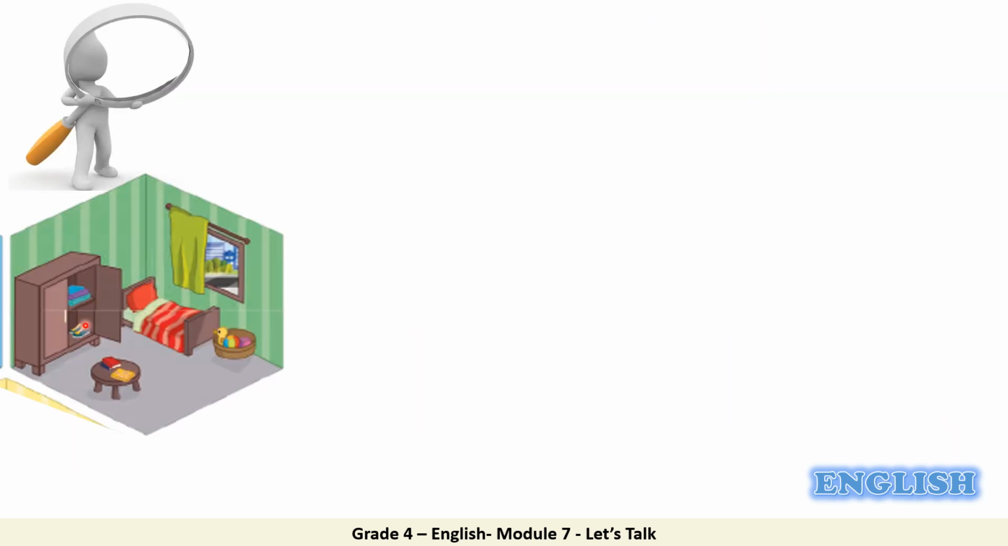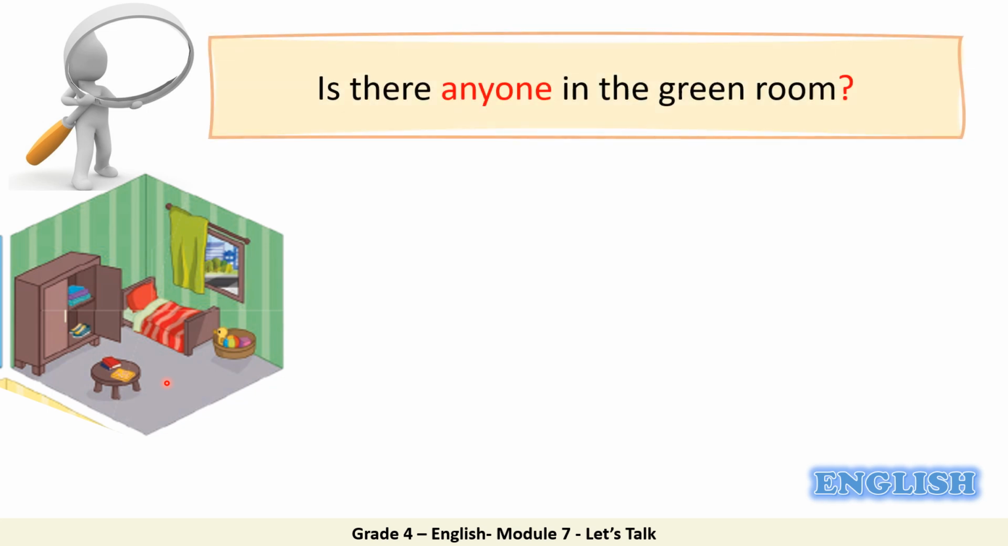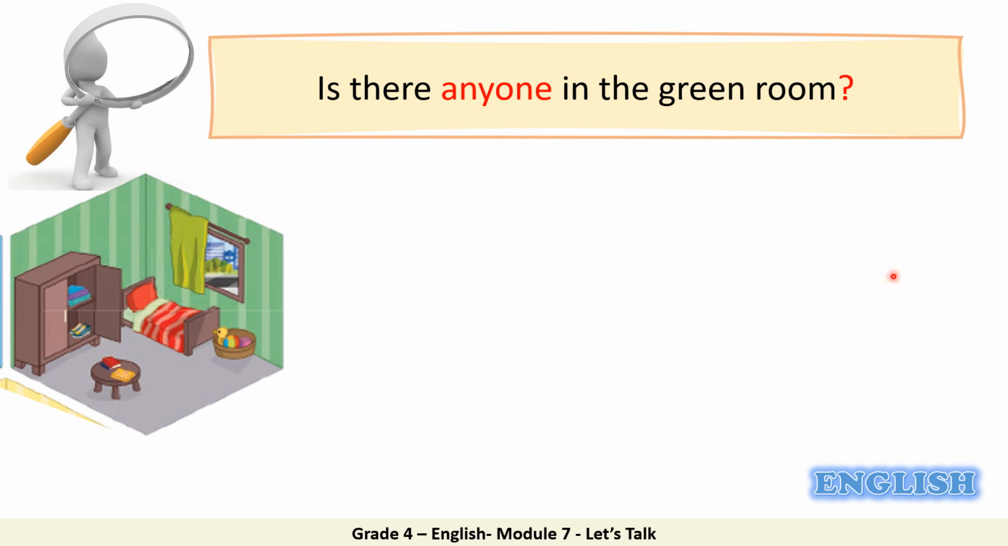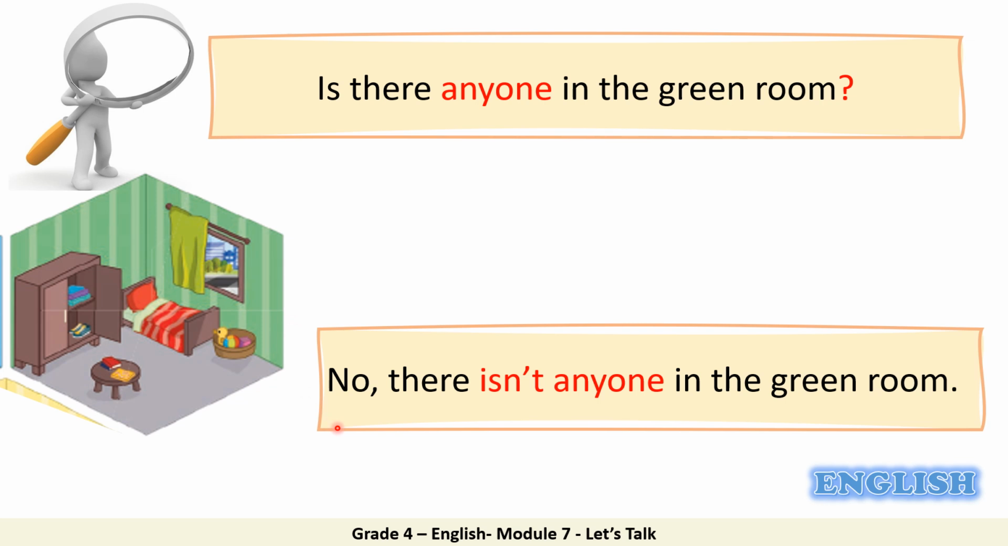And now, let's look at the green room. Do you see anybody or anyone? Let's make the question then. This is how we ask. Is there anyone in the green room? The answer would be no, there's no one in the green room. And there's another way to answer the question. We can say, no, there isn't anyone in the green room.